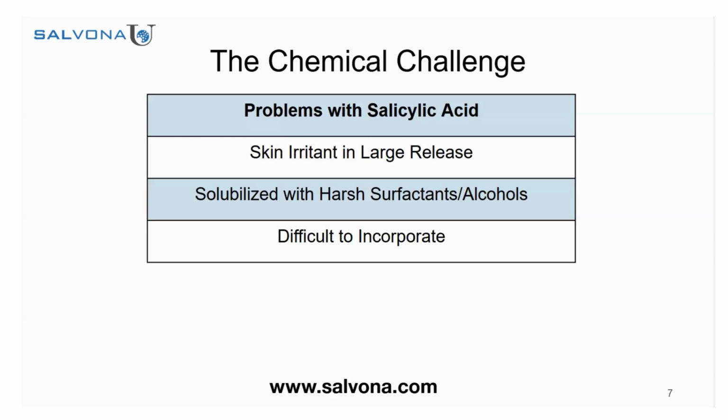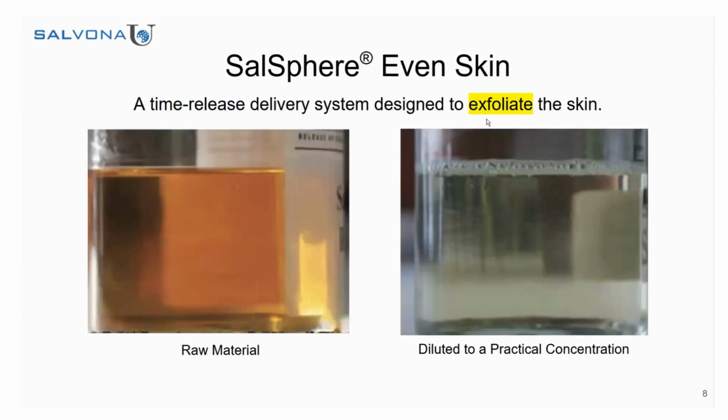To solubilize salicylic acid, as we mentioned, it is hydrophobic. A lot of times what people will do to solubilize it is they will use harsh surfactants or alcohols. Now, while this may be an effective way to solubilize, this is not beneficial for the skin, as it can cause drying, irritation, and redness. Solubilizing in alcohol, again, on skin that's already somewhat compromised, this is not a desirable solution. And we saw, of course, that salicylic acid is difficult to incorporate.